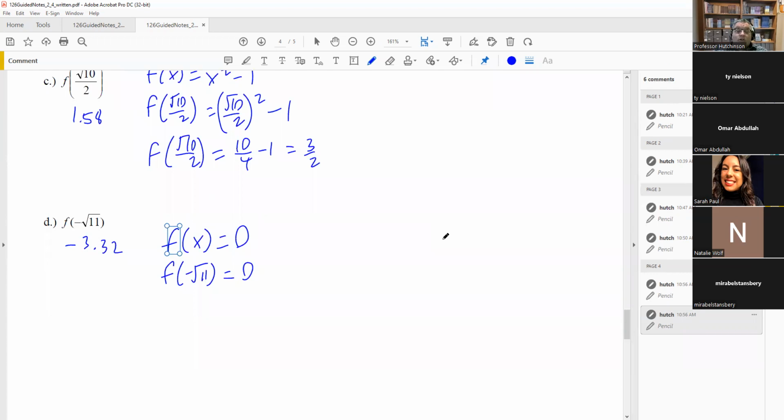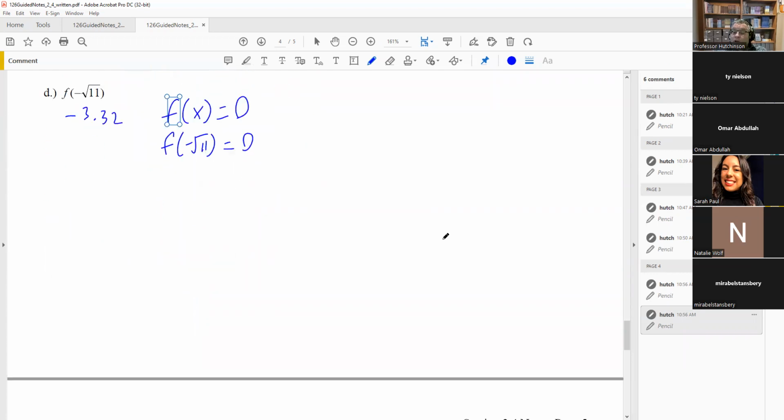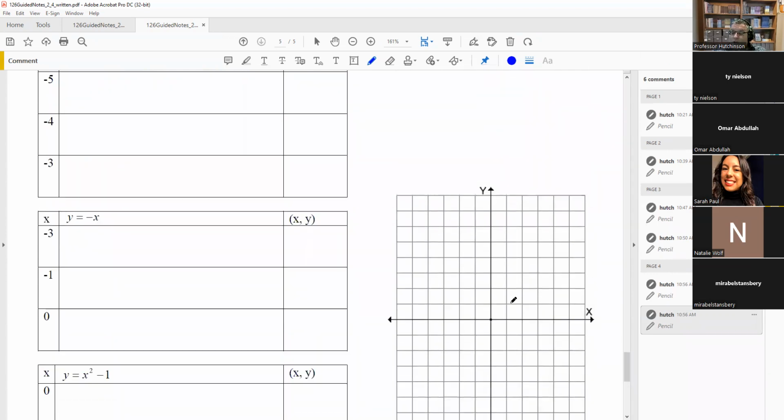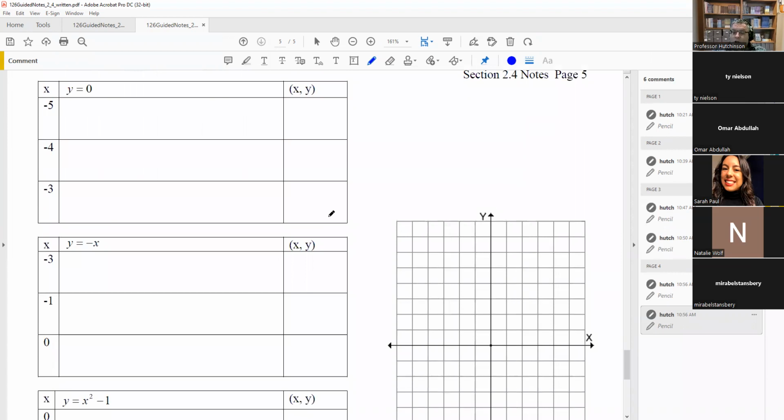On to the next part, where now we have to graph this one. Graphing this one, I need to look at 3 different tables that I'm going to make. Here's the first equation. I have f of x equals 0, or y equals 0 in this case. So this one's actually really easy to do, because every time I put an x value in there, I'm just going to get 0. So we get negative 5, 0, negative 4, 0, and negative 3, 0.